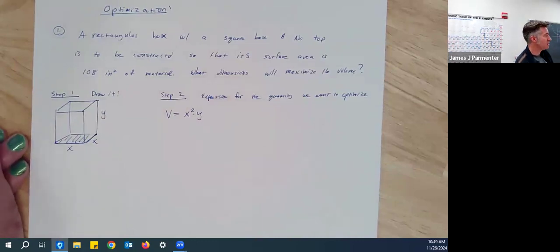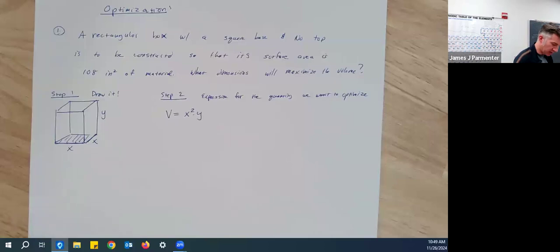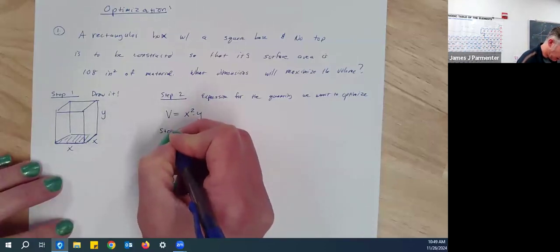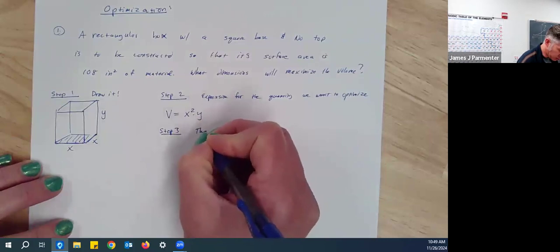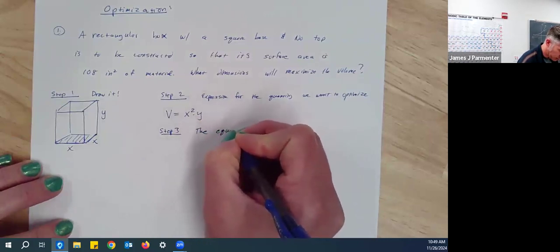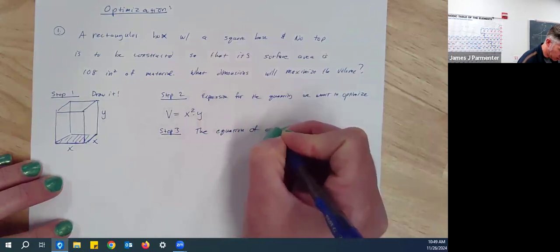And most of the time at this juncture, the thing you're trying to optimize will have more variables than we know how to handle. Right? We don't know how to maximize or minimize a function of two variables yet. You will learn how to do that in 17C. At this point, we are only capable of maximizing a function of one variable. So we need this function of x and y to be just a function of x or just a function of y. So this is where we need step 3, the equation of some constraining fact, or the equation of our constraint.